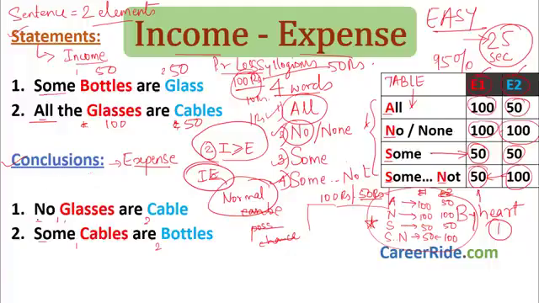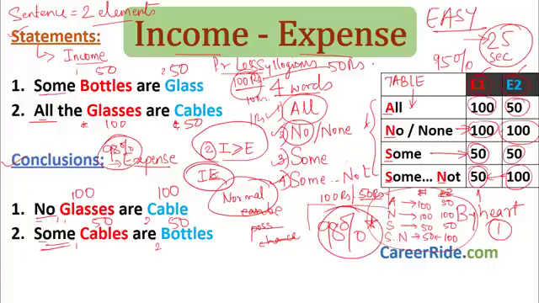No glasses are cables. For no, we give 100 rupees to element 1, 100 rupees to element 2. Over here, see over here, the right hand side table. Now again to the second conclusion, come over here. Some. For some we give 50 rupees to element 1 and again 50 rupees to element 2. Your 98% sum is solved over here.